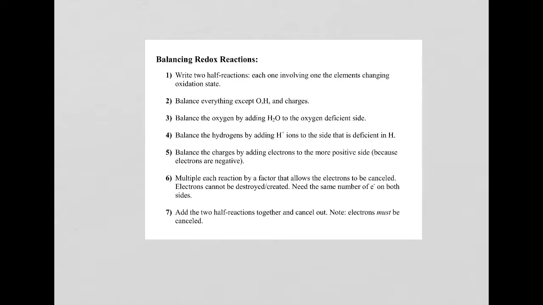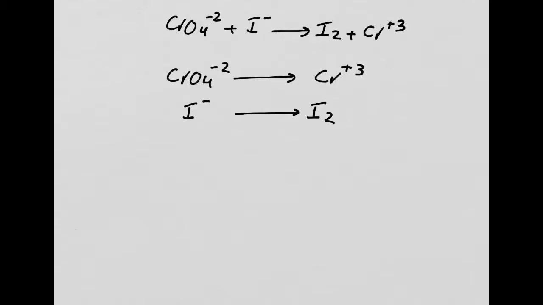Then what you're going to do, you're going to balance everything except oxygen, hydrogen, and charges. I have 1 Cr over here, 1 Cr, I'm okay with that. I have 1 iodine here, I have 2 over here. So what I have to do, I have to put 2 over here. So now I have 2I, I'm good.